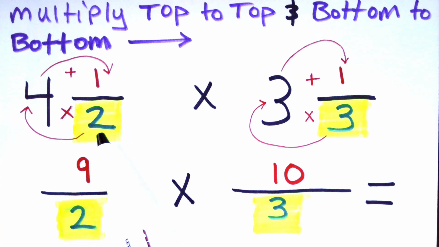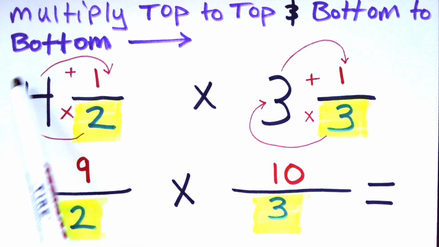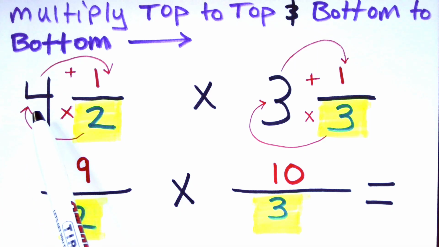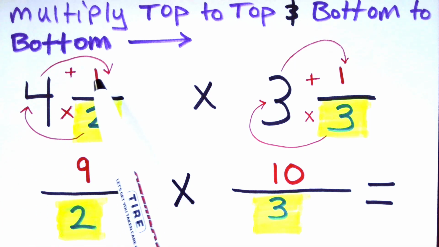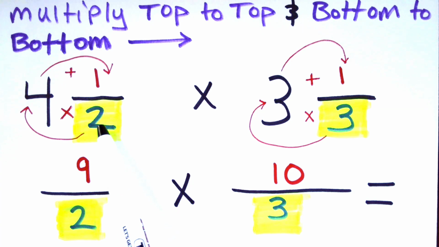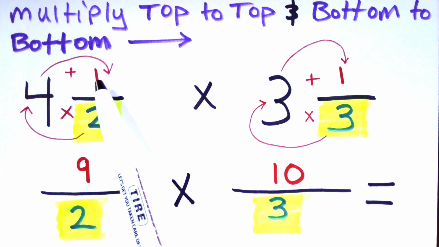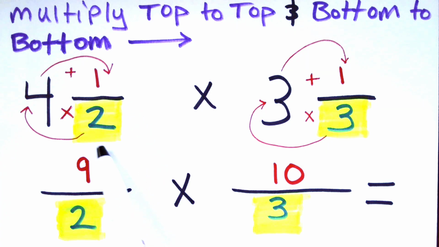So you take the denominator and multiply it times the whole number. The product is the answer to a multiplication problem. Whatever product you get, you add the top part of your fraction. So 2 times 4 is 8. 8 plus 1 is your new numerator, or top part of your fraction, 9. The denominator of 2 stays the same.